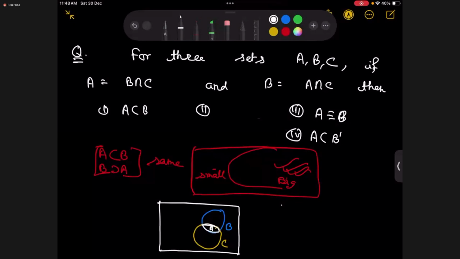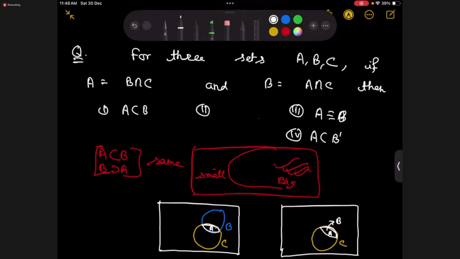And the next statement is saying that this is our C, and this white part is our A. Then they are saying that A intersection C equals B. That is, this set is again B.